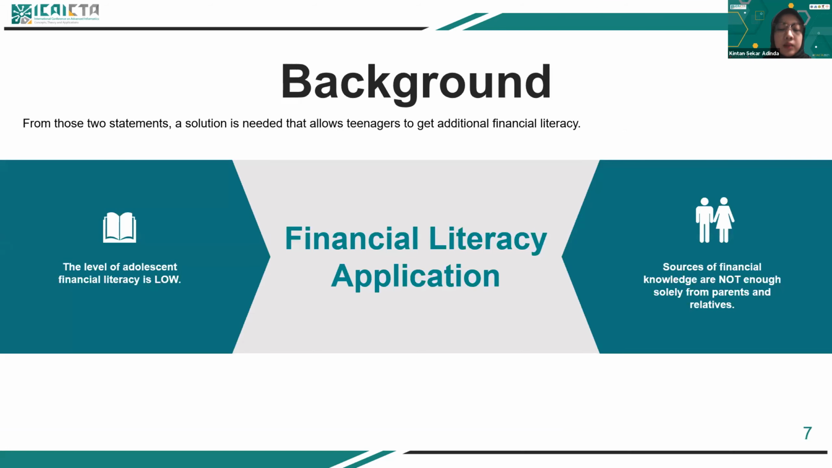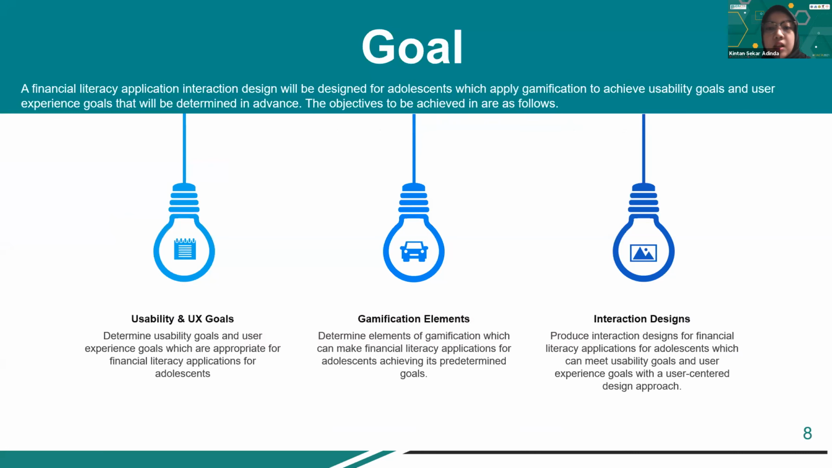From those two problems, a solution is needed that allows teenagers to get additional financial literacy. Because the target is teenagers, an interesting and fun approach is needed, one of which can be by applying gamification to mobile application. The objectives to be achieved in this research are determining usability goals and user experience goals that are appropriate for financial literacy applications for adolescents, determining the gamification elements, and producing the interaction.